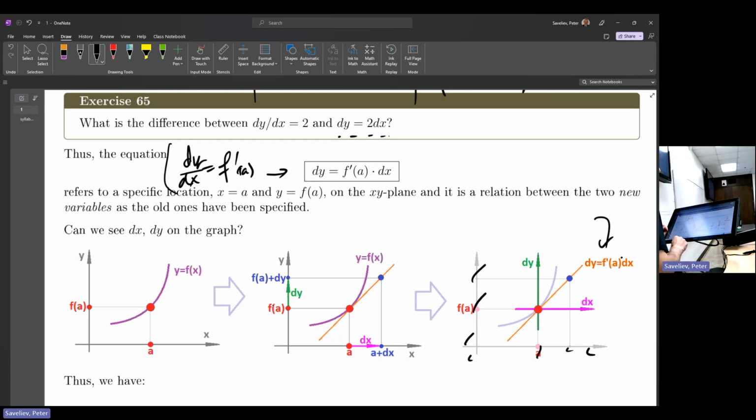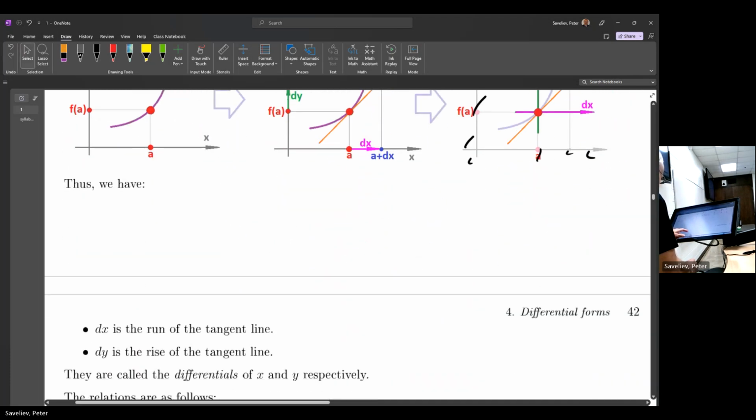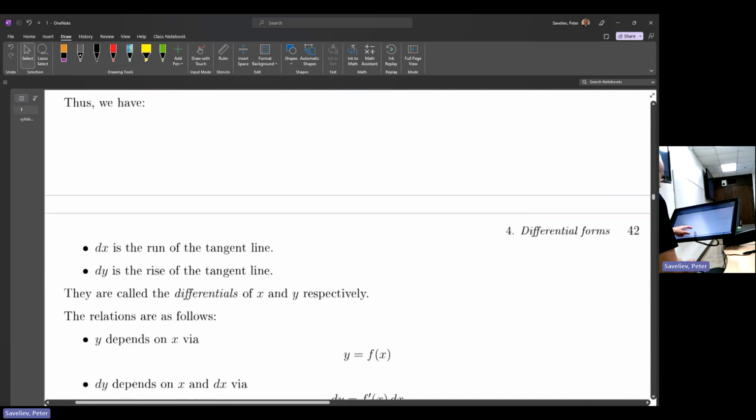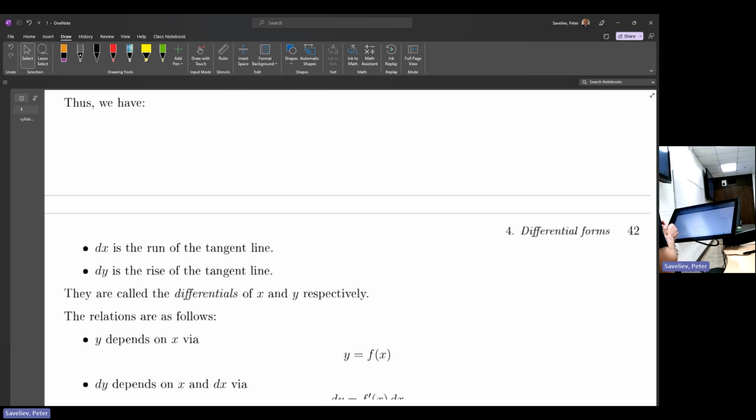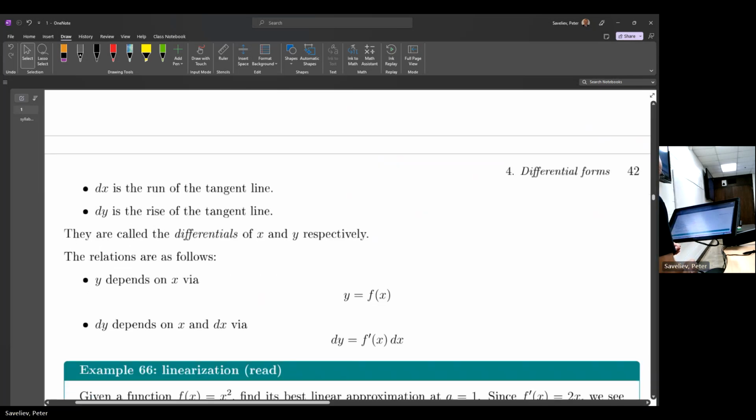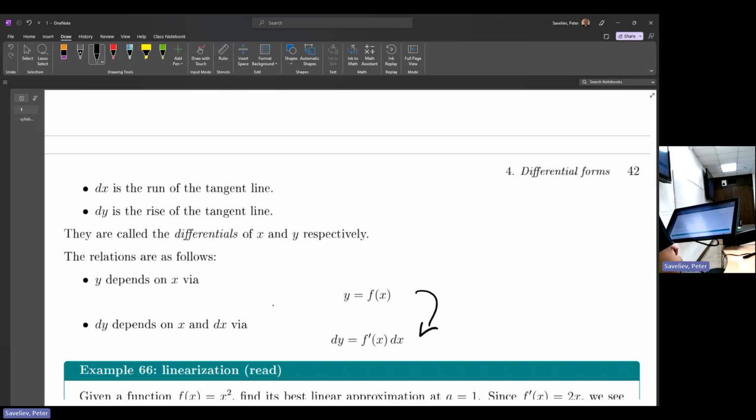So any questions about this? That's the meaning of it. They're called differentials also. You may have heard this. It is usually mentioned in a calculus course as such. So there's a word to describe these two variables. Once again, differentials of x and y respectively. So that's the transition. This is another way to look at differentiation.